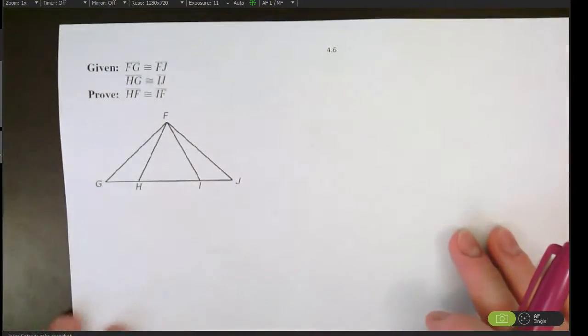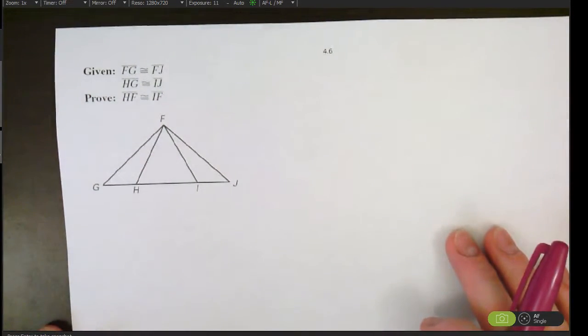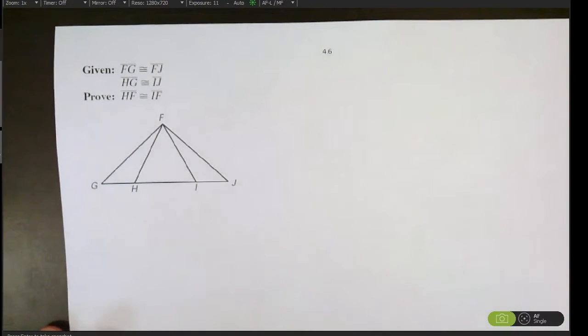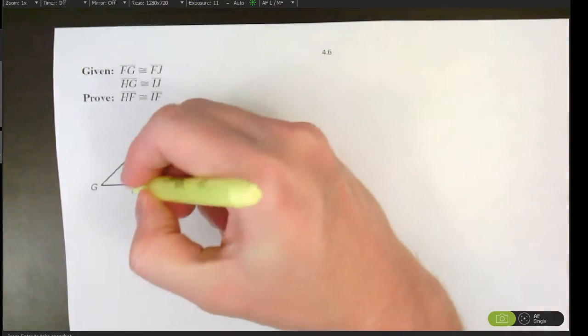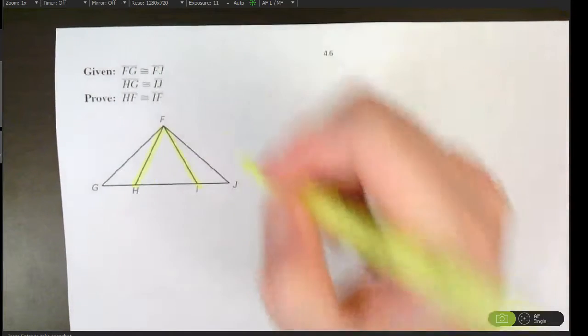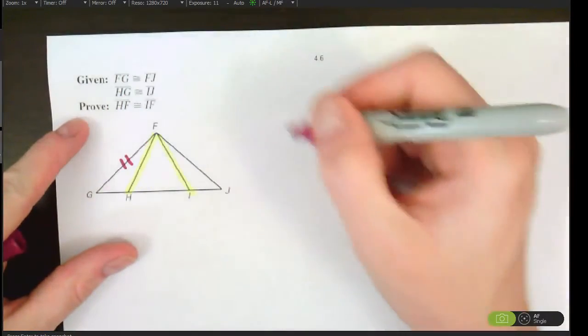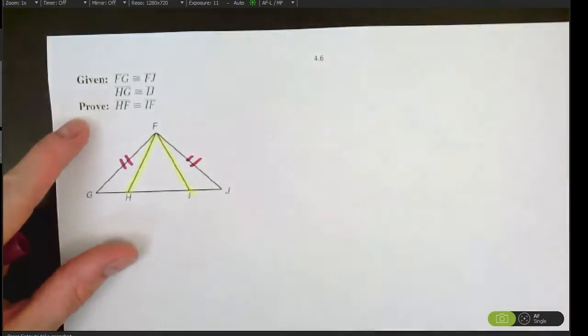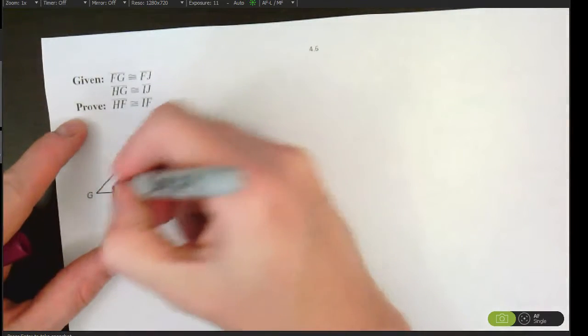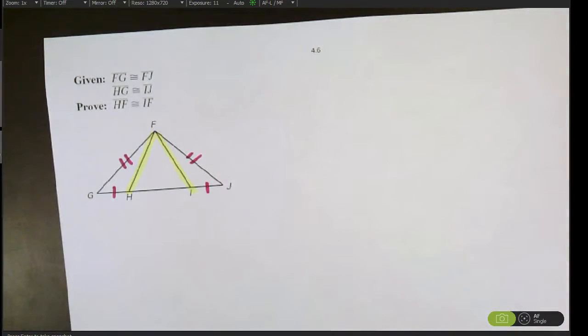And then a proof that we went over in class. We're trying to prove that HF is congruent to IF. Now, sometimes what helps is to label those two that you're looking to prove. So there's HF and IF. And I like to say, well, what I know is what I know. Well, I know that FG is congruent to FJ, and I also know that HG is congruent to IJ.